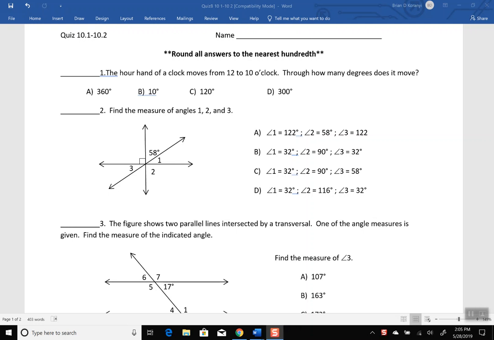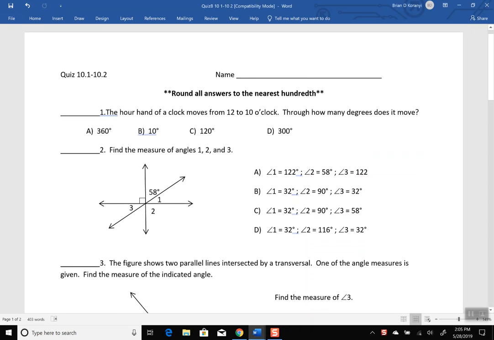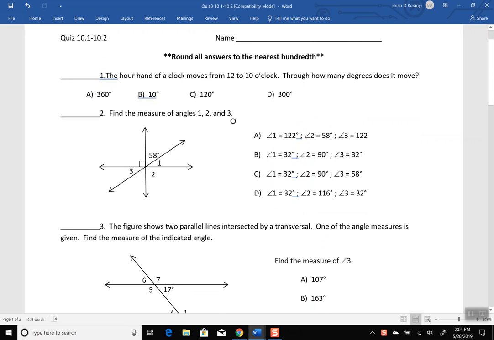This will be part 3 of the final review, going over the geometry section. So the hour hand of a clock moves from 12 to 10. Through how many degrees does it move?